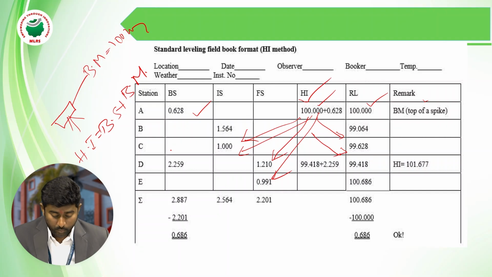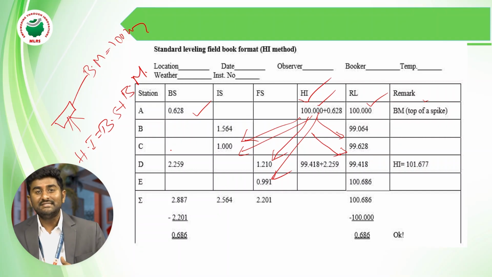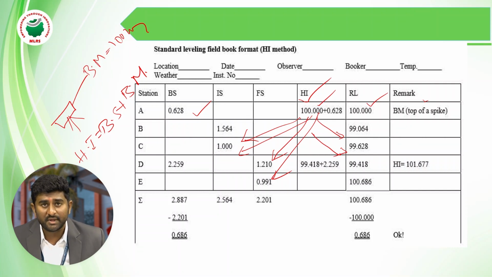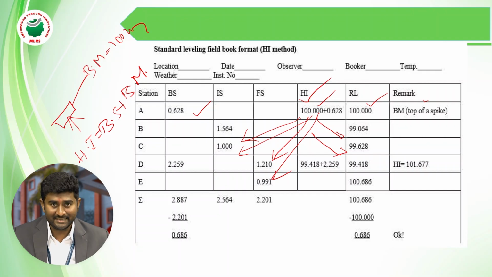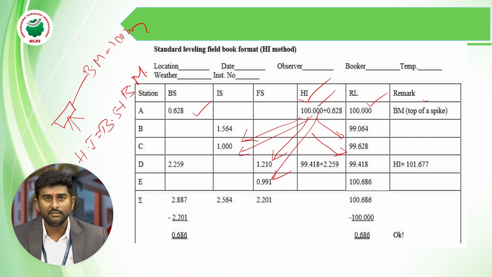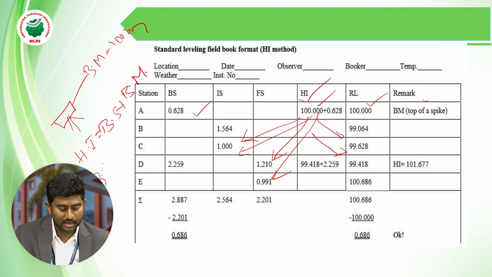After three points, the instrument is changed from the first point to another point. Why do we change the instrument? The visibility is less compared to the earlier points. So the instrument is changed. Simultaneously, you take the backsight reading and add the backsight reading and benchmark. So automatically you find out the height of the instrument.